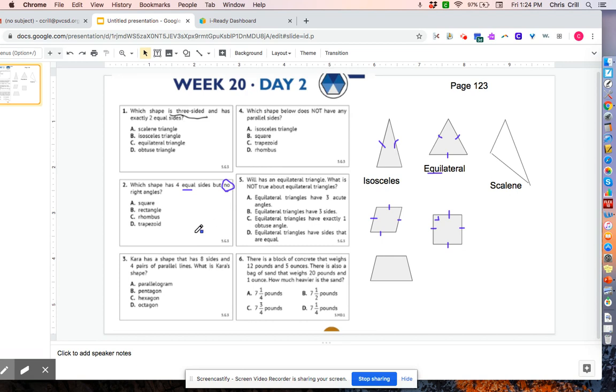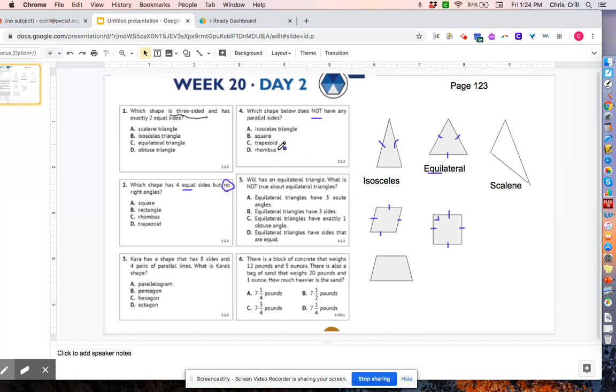Number 3, Kara has a shape that has 8 sides and 4 parallel lines. What is Kara's shape? We actually reviewed that yesterday. An 8-sided shape has a special name. There's a sea creature that helps me to remember that prefix. Hopefully you do too. Number 4, which shape does not have any parallel sides?